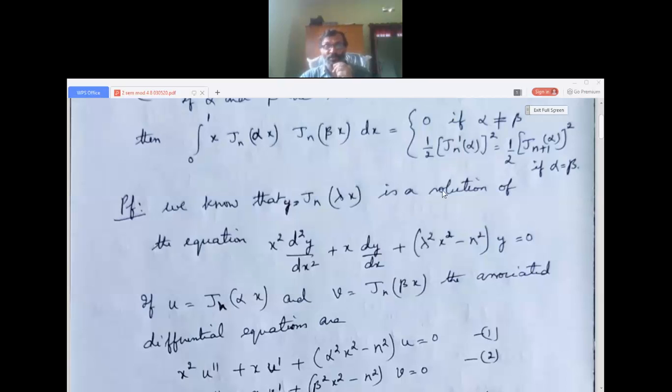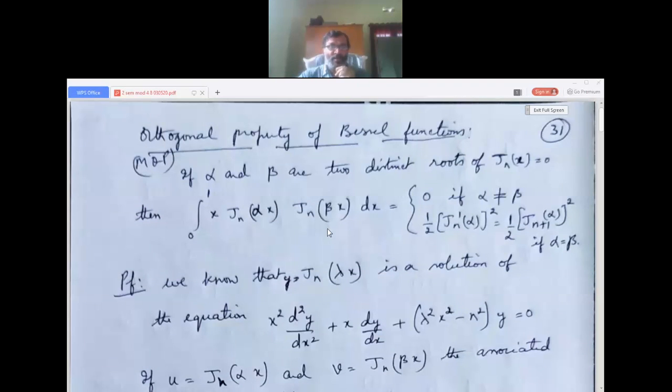Sorry, they asked the first part, if alpha not equal to beta: the integral from 0 to 1 of x Jn of alpha x Jn of beta x dx is equal to 0 if alpha not equal to beta. This they have asked in the model question paper, but they might ask the second part also, so I derived it.